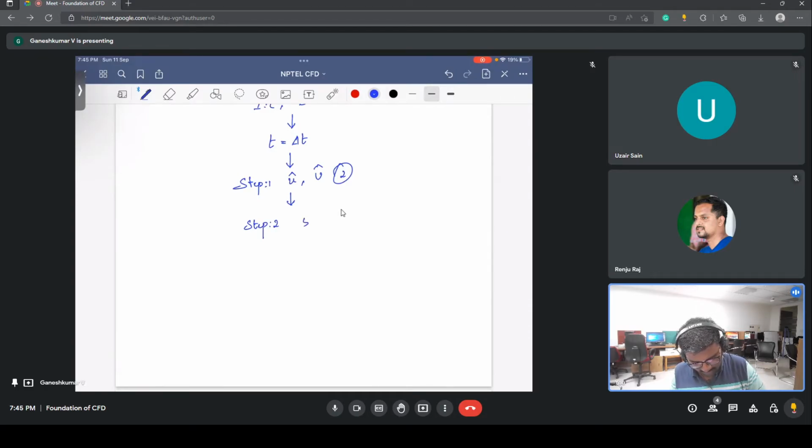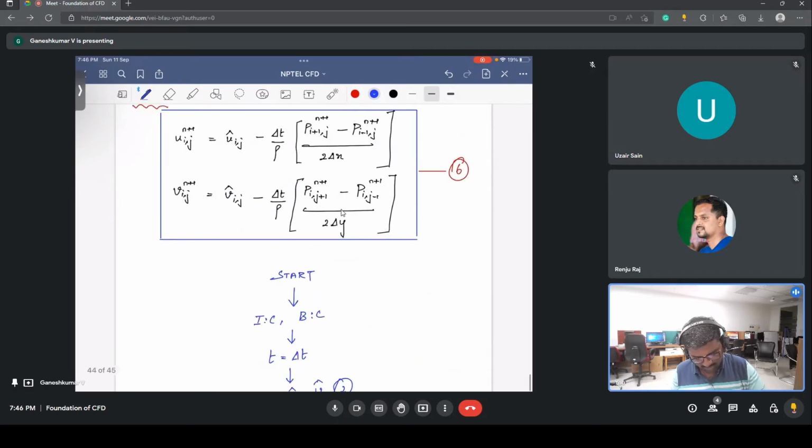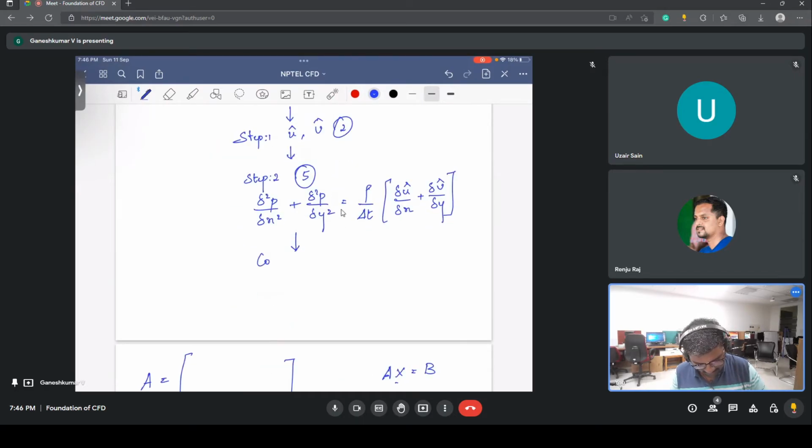For that you have equation 5, which is actually del square p by del x square plus del square p by del y square is equal to, by delta t, if I am not wrong, and they are going to have del u by del y. Okay, you use this equation to find the pressure. Once you find the pressure, you use equation number 6, correct, velocities.